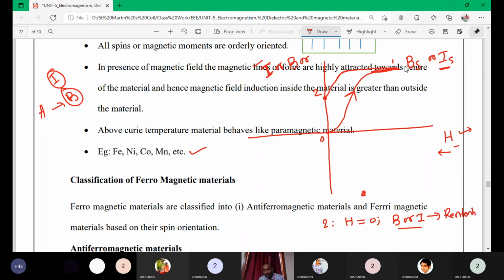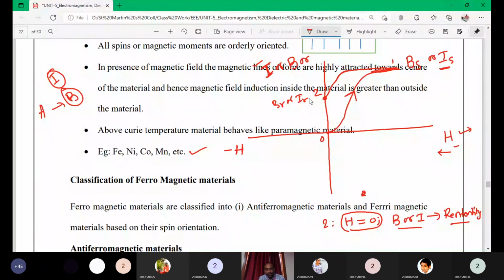Retentivity means it is storing some magnetic field. There is a residual magnetic field even in the absence of an external magnetic field. You can write it as retentivity or residual magnetic field, Ir or Br. To make this residual magnetic field 0, we are decreasing the external magnetic field.